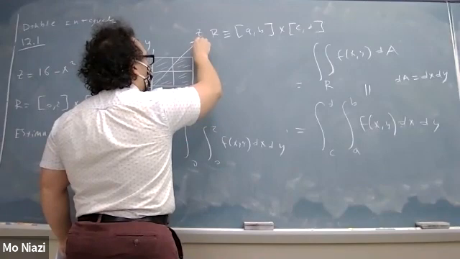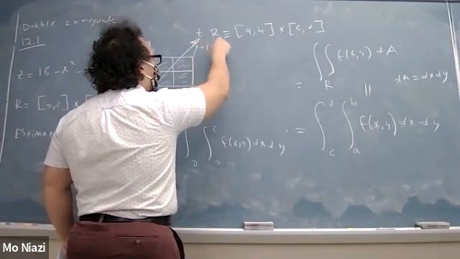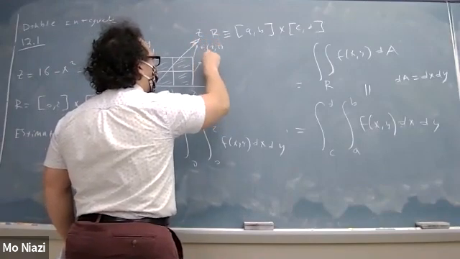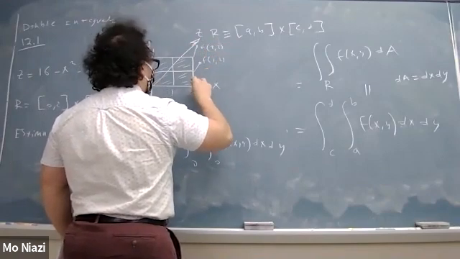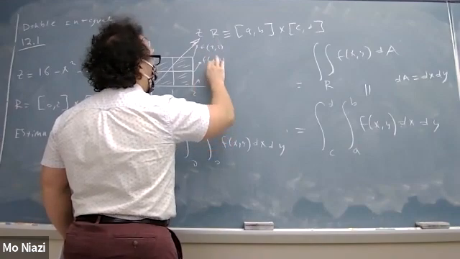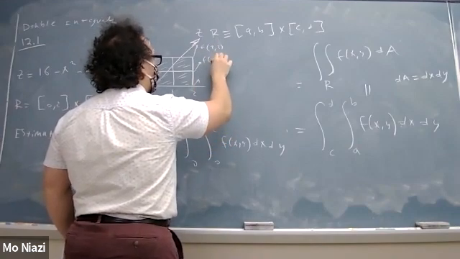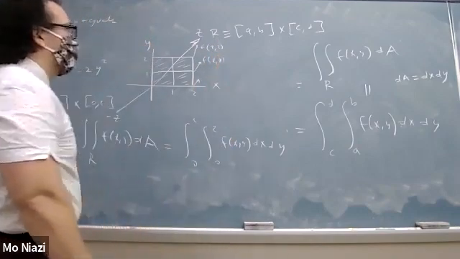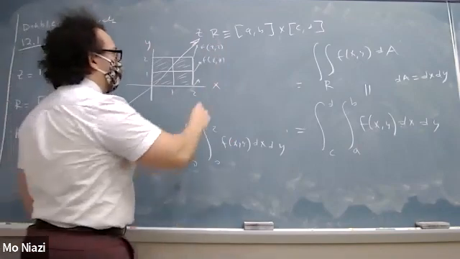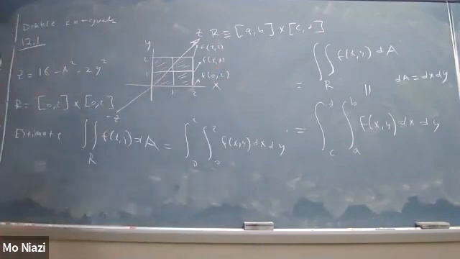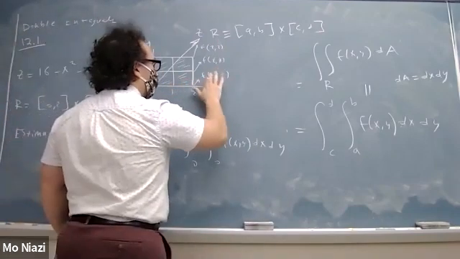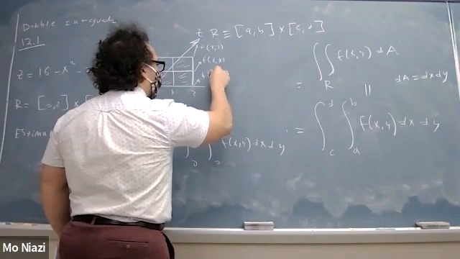So this goes up to f of 2, 2. This goes up to f of 1, 2. This goes up, whoops, this should say 2, 1. And this should say f of 0, 2. No, it should say 2, 0. X comes first.